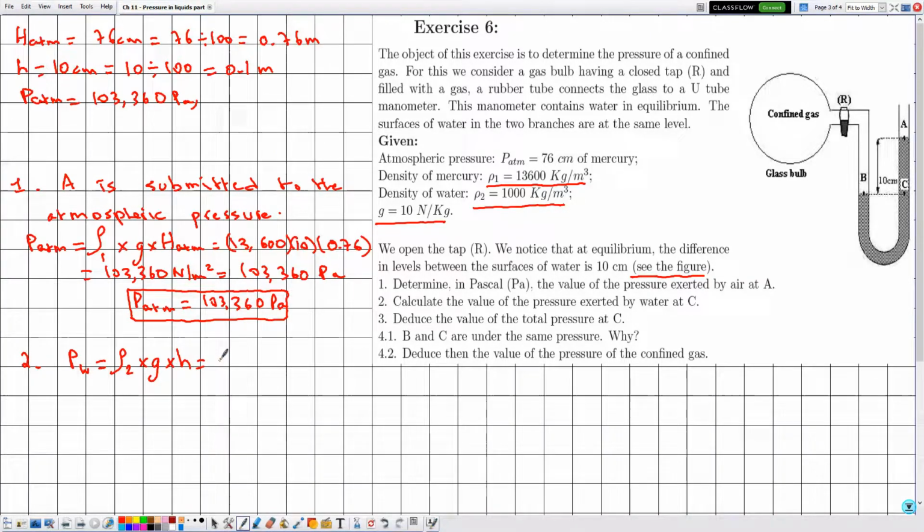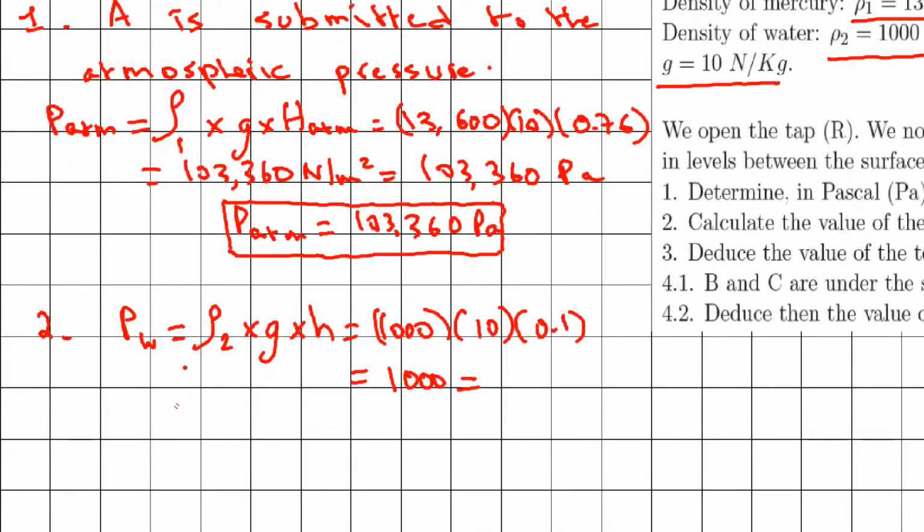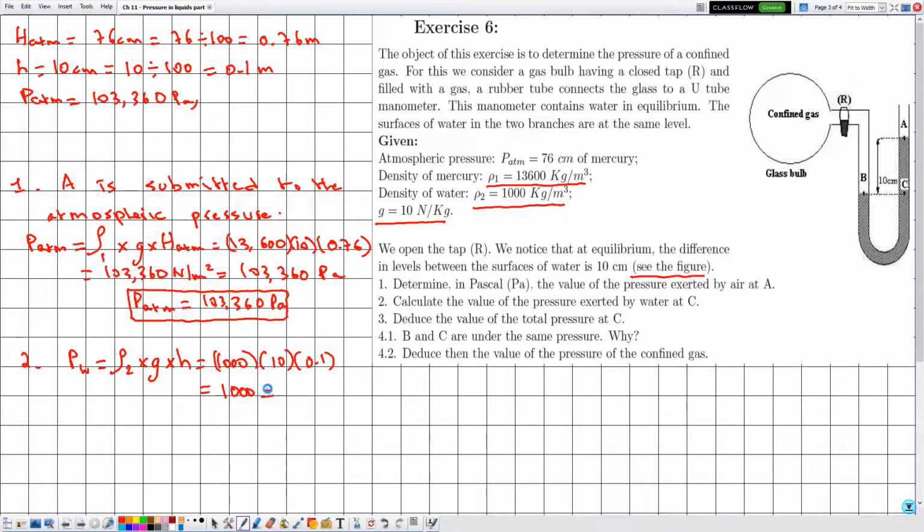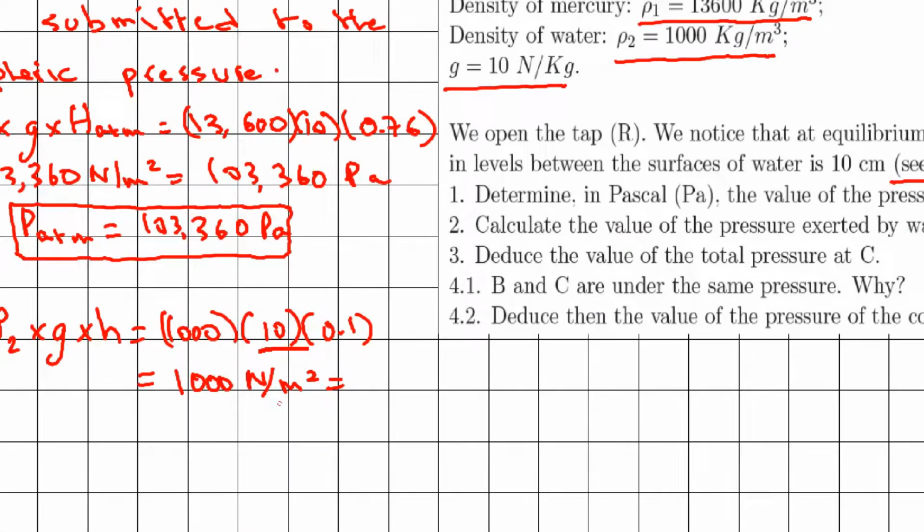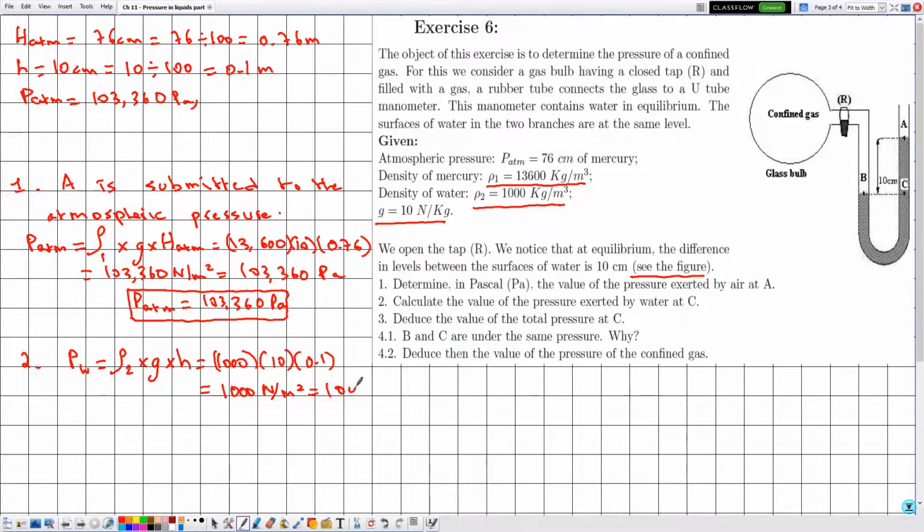Now ρ2 is equal to 1000. The value of g is given by 10 and h by 0.1. Plugging this into the calculator, the pressure due to water at the point is given by 1000. Since all of these quantities are expressed in SI, the value of the pressure will be in the SI unit, which is Newton per meter square, and this is usually denoted by Pascal. So 1000 Pascal. So PW is equal to 1000 Pascal.